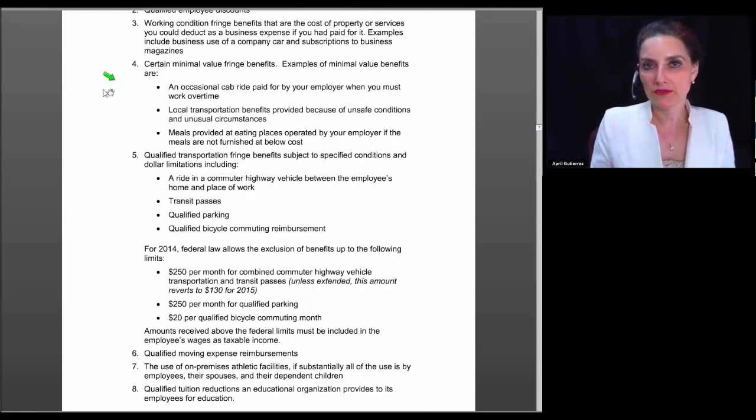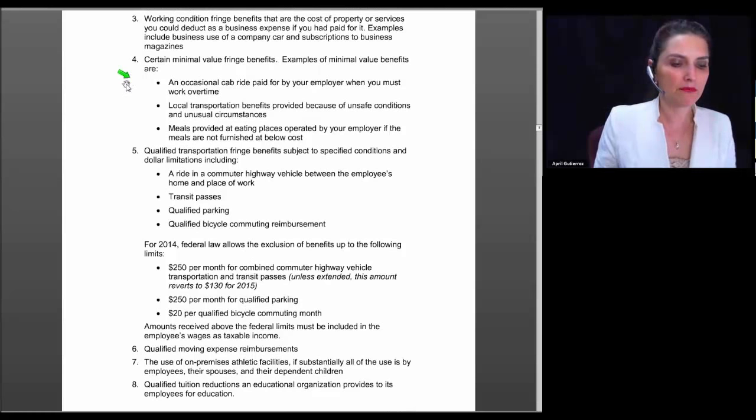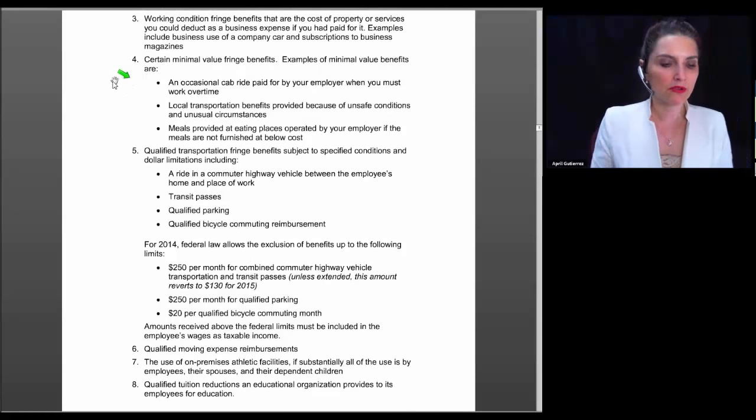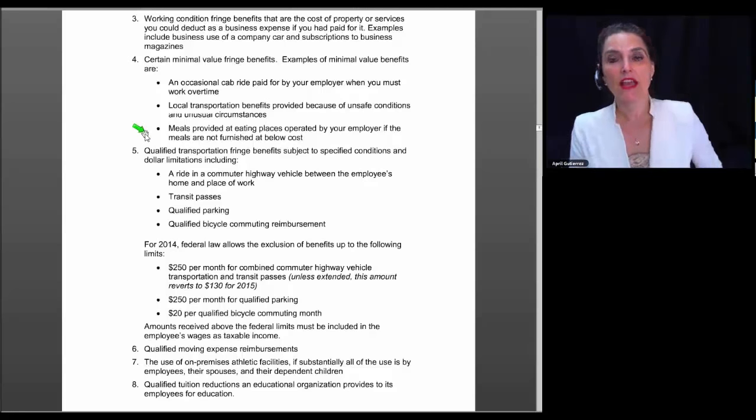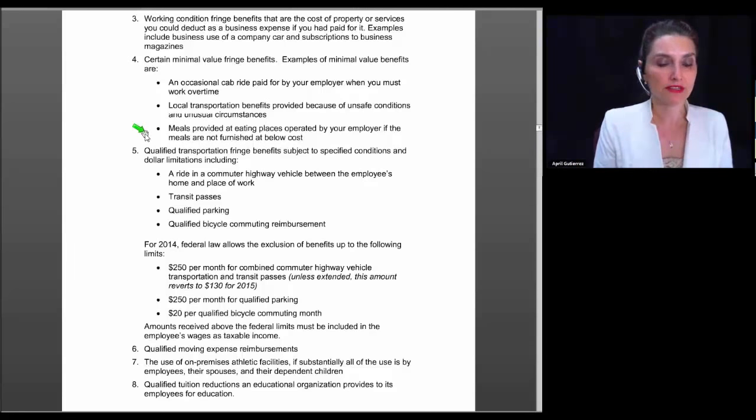Certain minimal value fringe benefits, and examples of minimal value fringe benefits include an occasional cab ride paid for by your employer when you must work overtime, or local transportation benefits provided because of unsafe conditions and unusual circumstances, or meals provided at eating places operated by your employer if the meals are not furnished at below cost. So some employers actually have on-site restaurants and cafeterias that could be selling food at a fairly low price. And as long as that food is not being sold at below cost, then it can be tax-free.